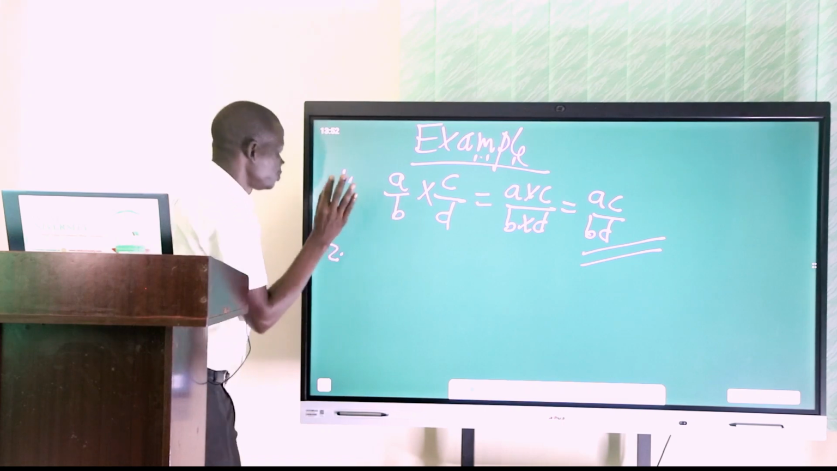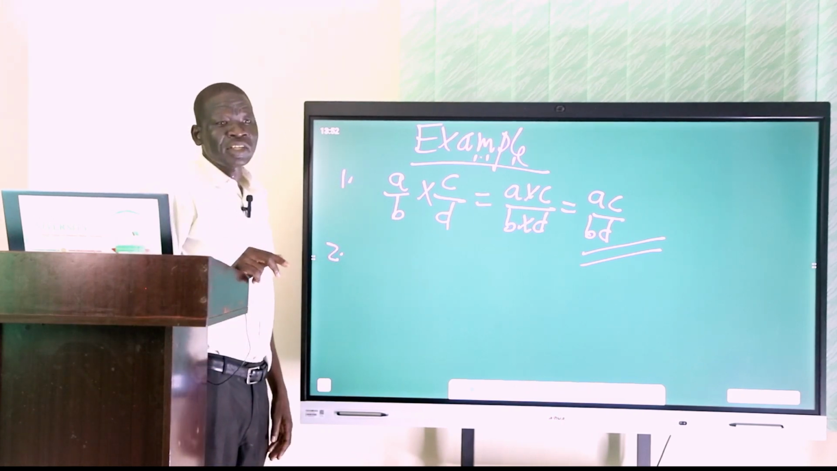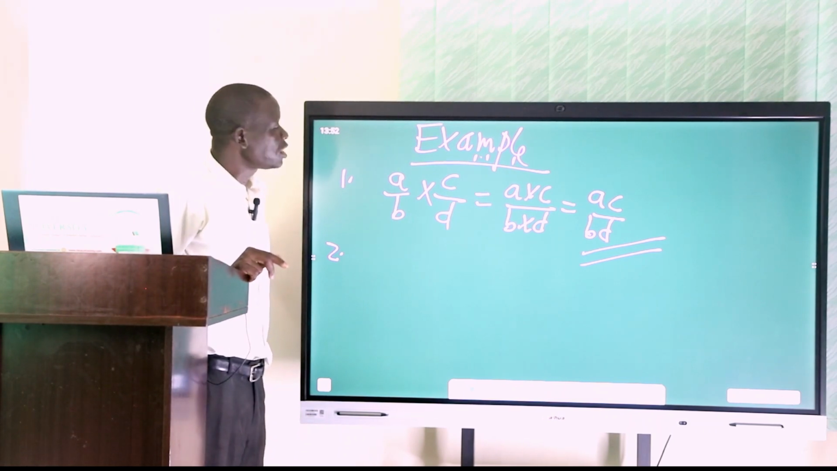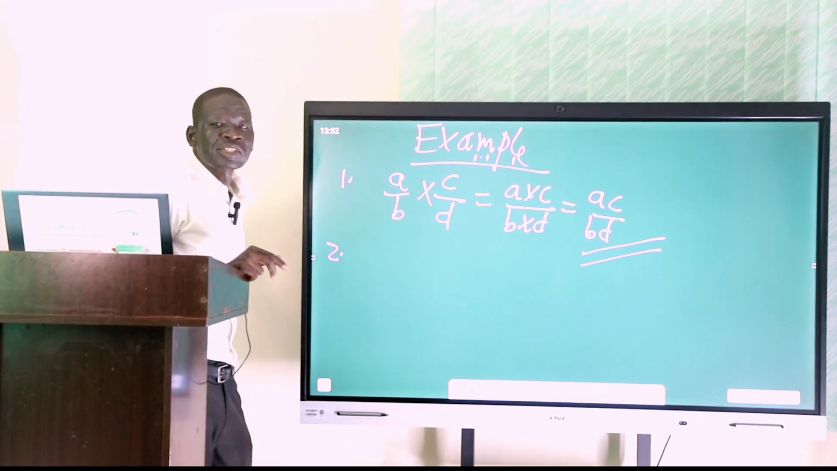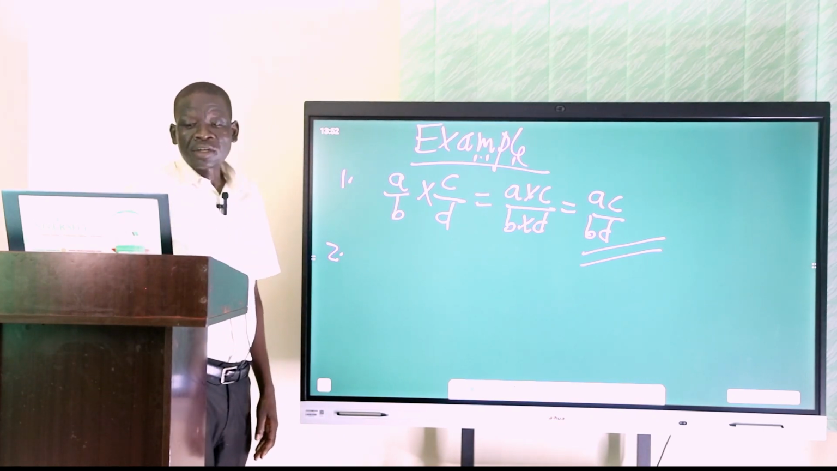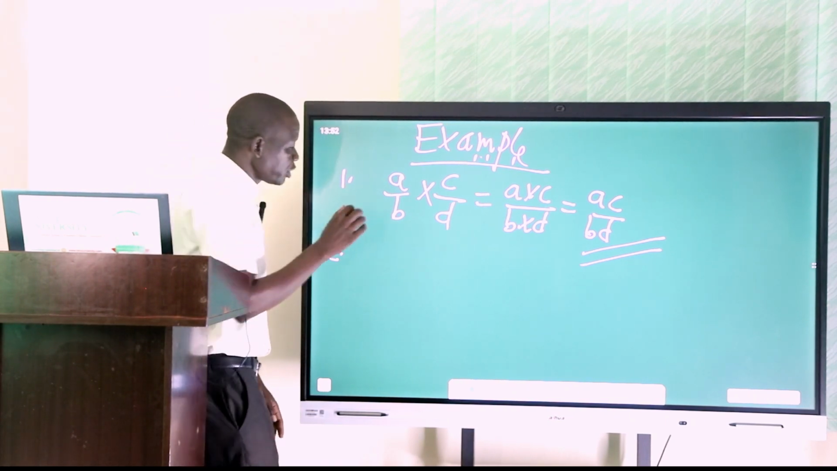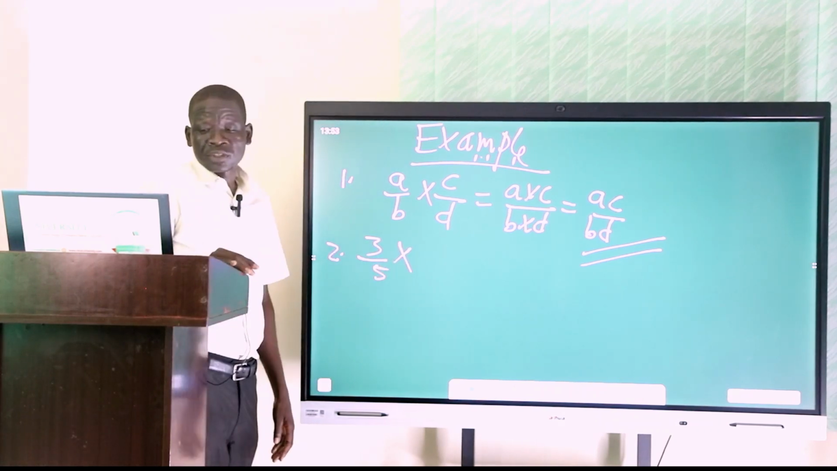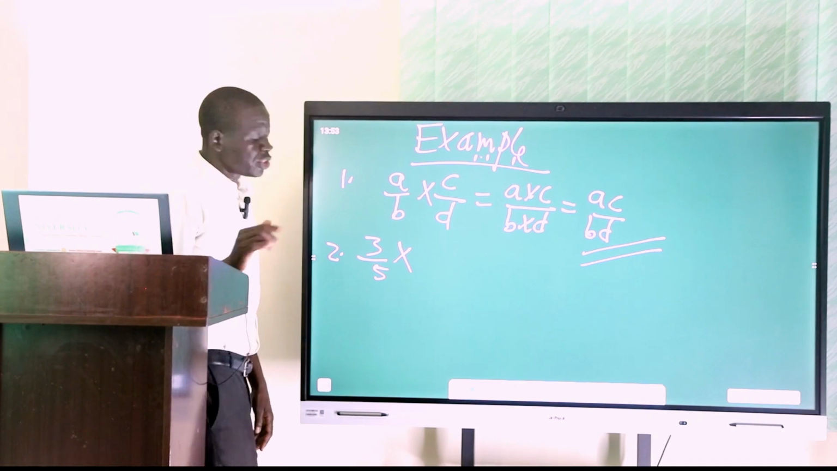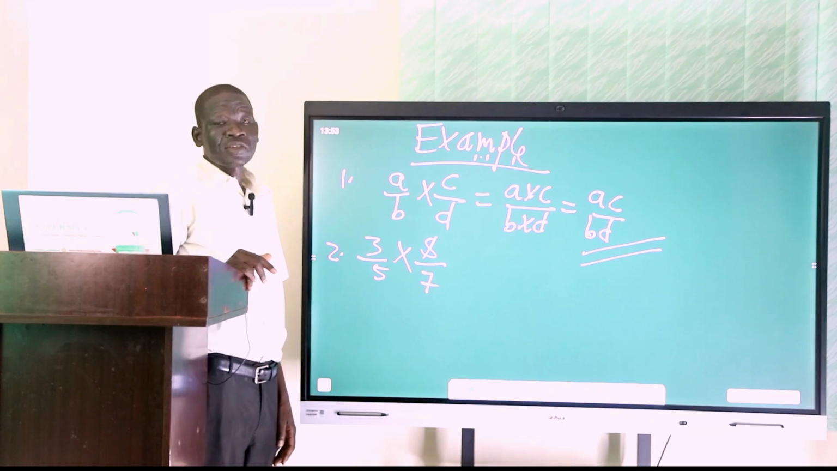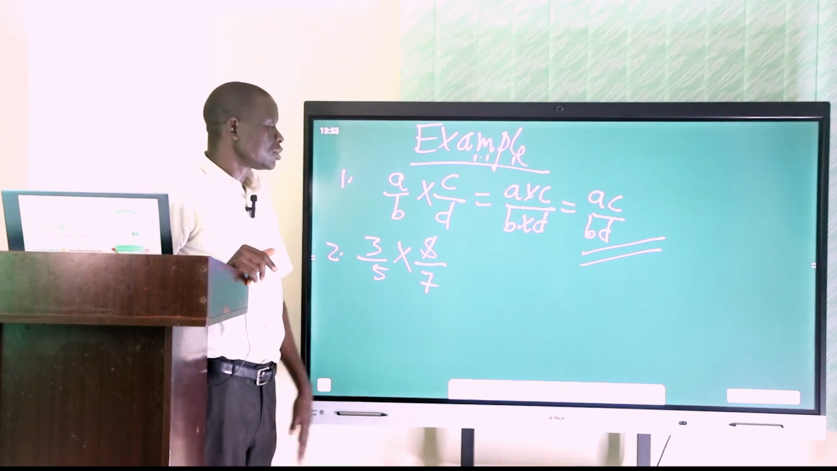We can also look at another example, and in this example, we are having numerical figures. Here we have been dealing with the letters. Suppose they are in form of figures. For figures, we can have an example like 3 over 5 times 8 over 7. How do we multiply this?